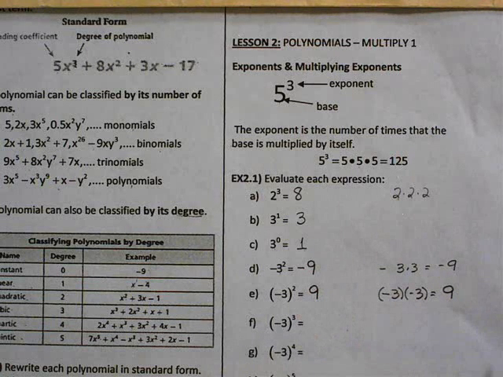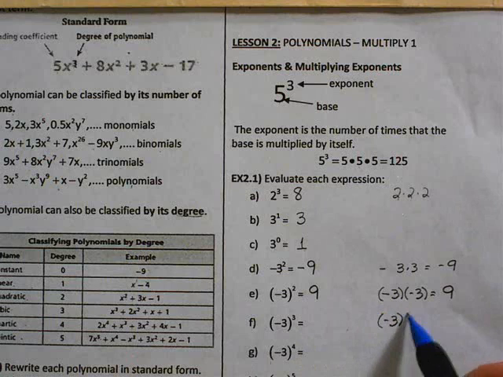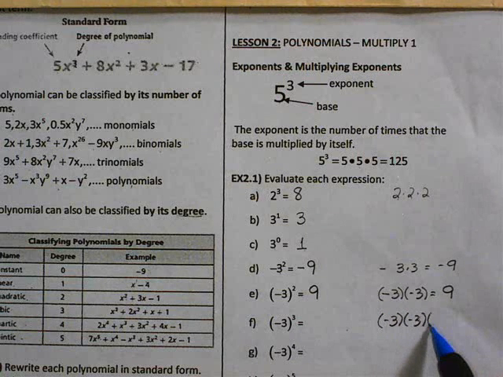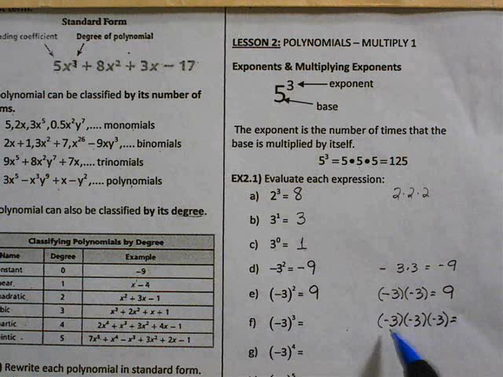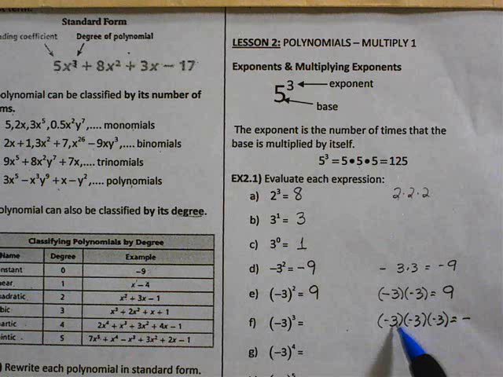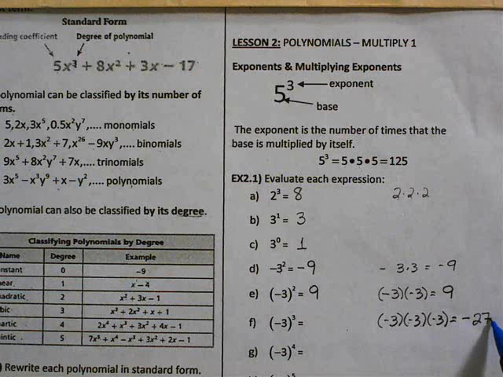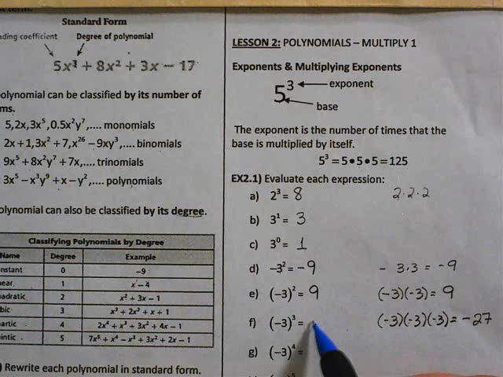Then I have negative 3 to the third power. So negative 3, well, let's do the signs first. Negative times a negative is a positive. Positive times a negative is a negative. 3 times 3 is 9. 9 times 3 is 27. So that means that this would be negative 27.